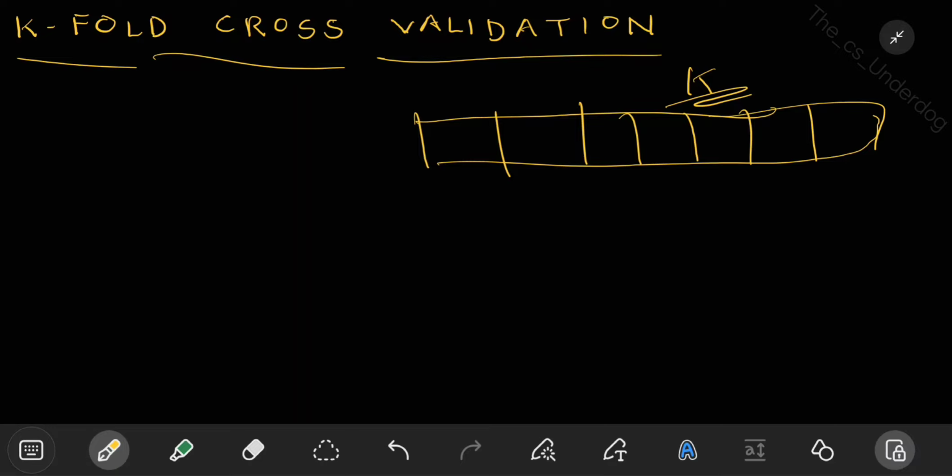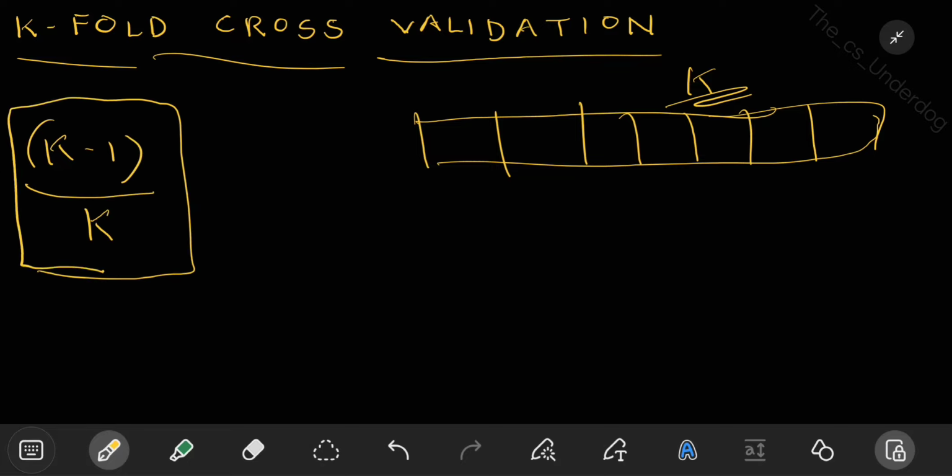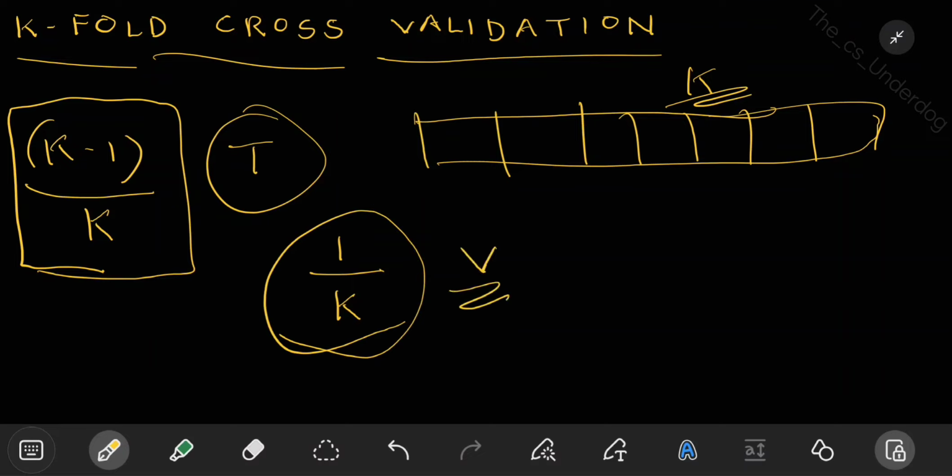What is your next step? The next thing you do is divide it into two parts: one for training and one for validation. You keep it dynamic here, but the idea is this. (k minus 1) divided by k of your data should be available for training, and the remaining 1 by k is what you use for validation. This is the whole idea. So k minus 1 by k is the data used for training, and the rest for validation.